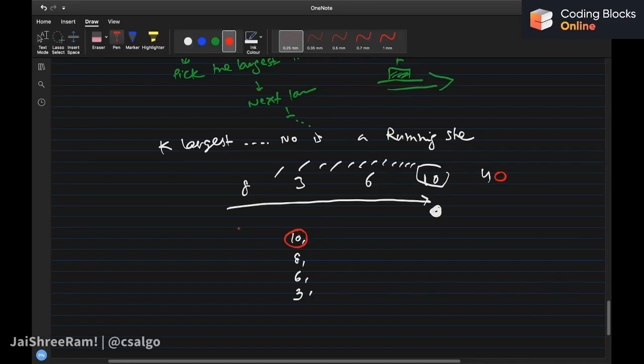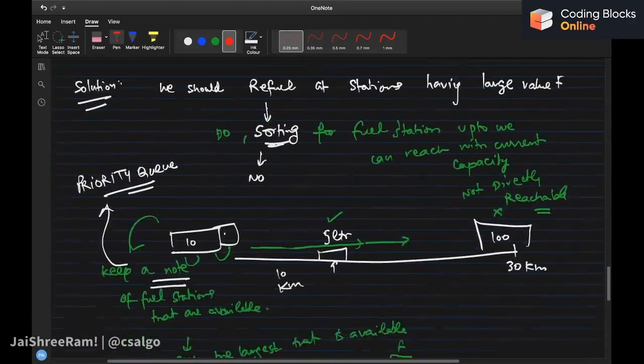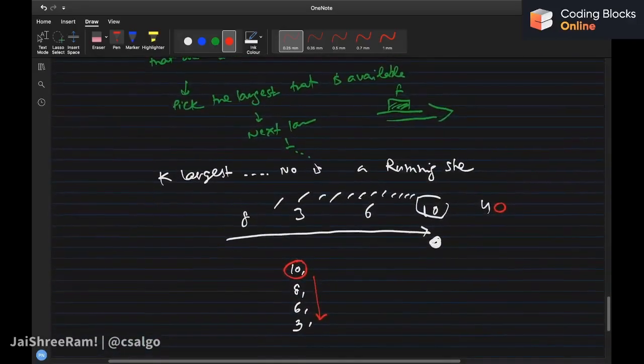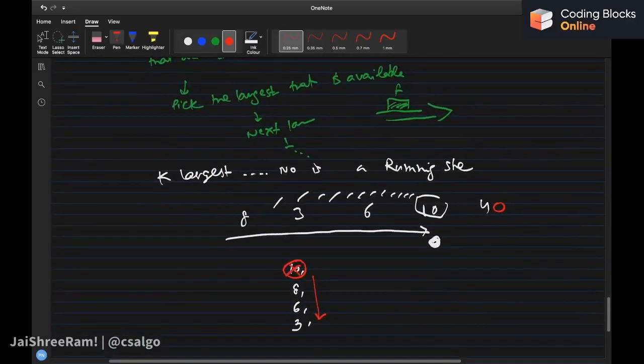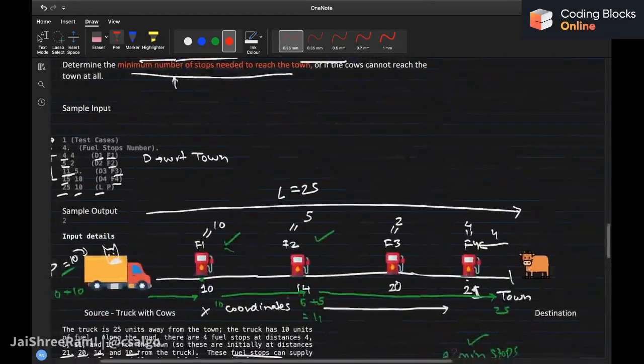So we will keep track of what fuel stations we have seen till now, and we will refuel only at those stations which offer a higher capacity. And if needed, once we have consumed a particular station, we can say this station is not available because we have already used it, and we will pick the largest from the remaining list of numbers. Something like that we are going to do.